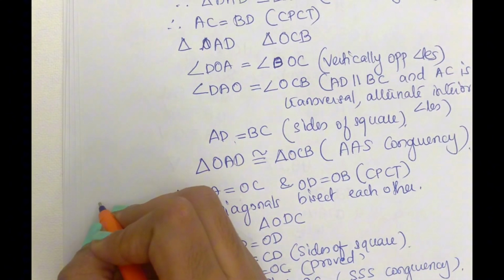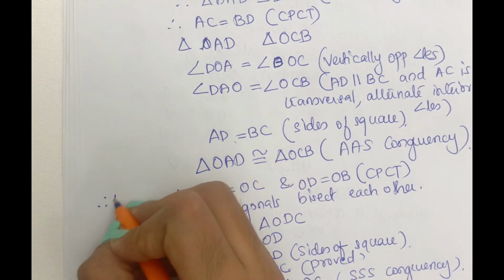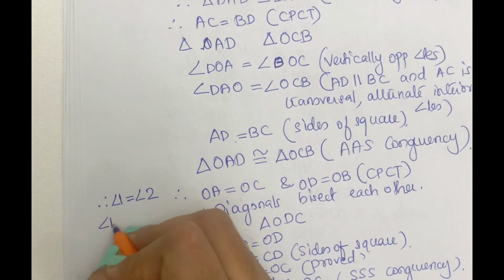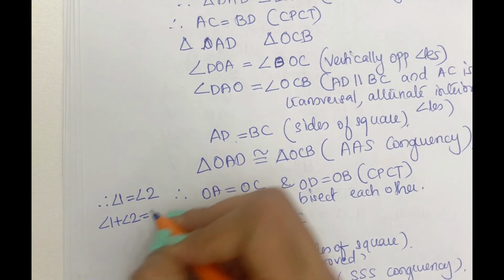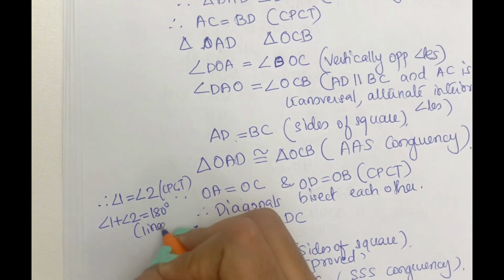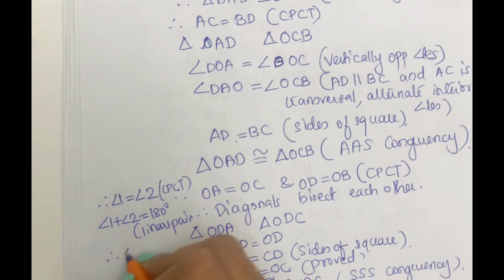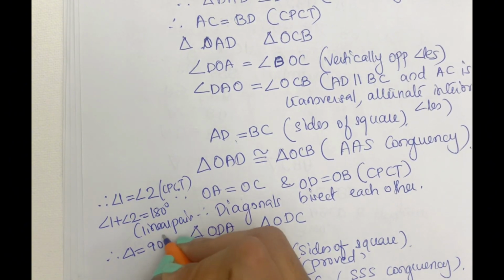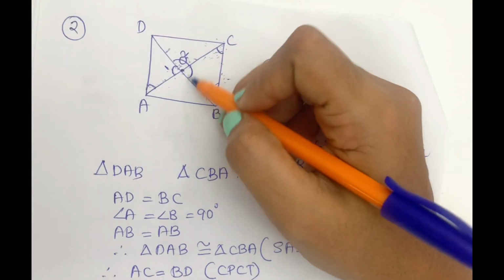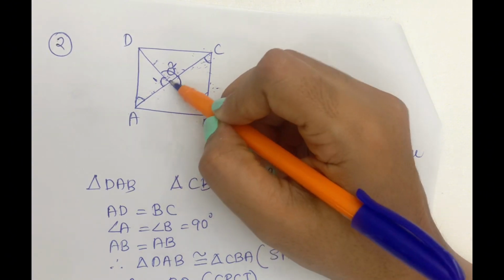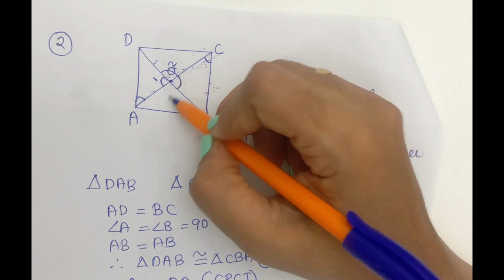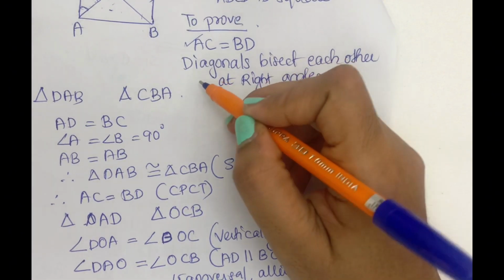Therefore angle 1 will be equal to angle 2 by CPCT, and angle 1 plus angle 2 will be 180 degrees by linear pair. Therefore angle 1 is equal to 90 degrees, and angle 2 is also 90 degrees. So now we have proved the diagonals bisect each other at 90 degrees. Similarly here also it will be 90 degrees. Okay, so now we have proved this also.